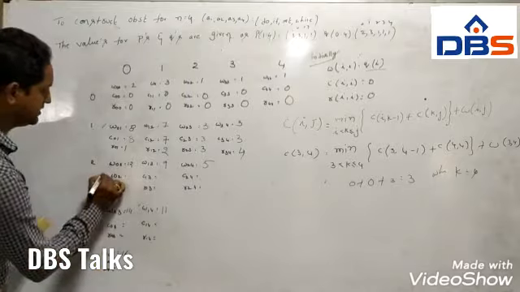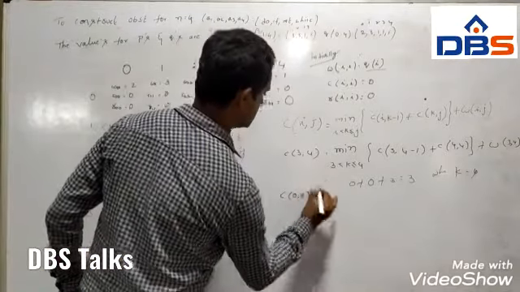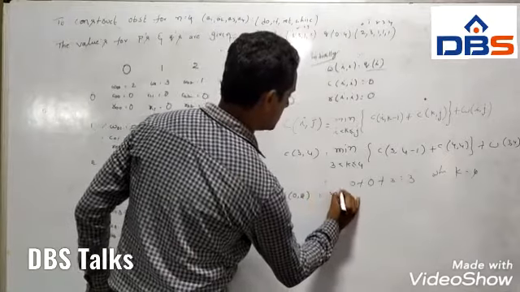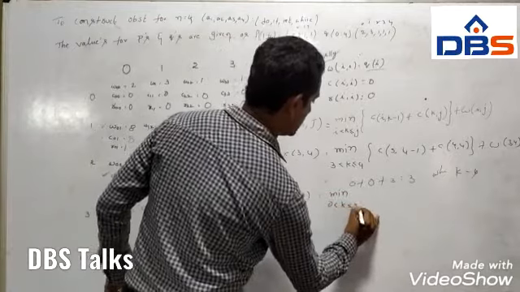Now we construct C02. C of 0 comma 2. See, min over 0 less than k less than or equal to 2.